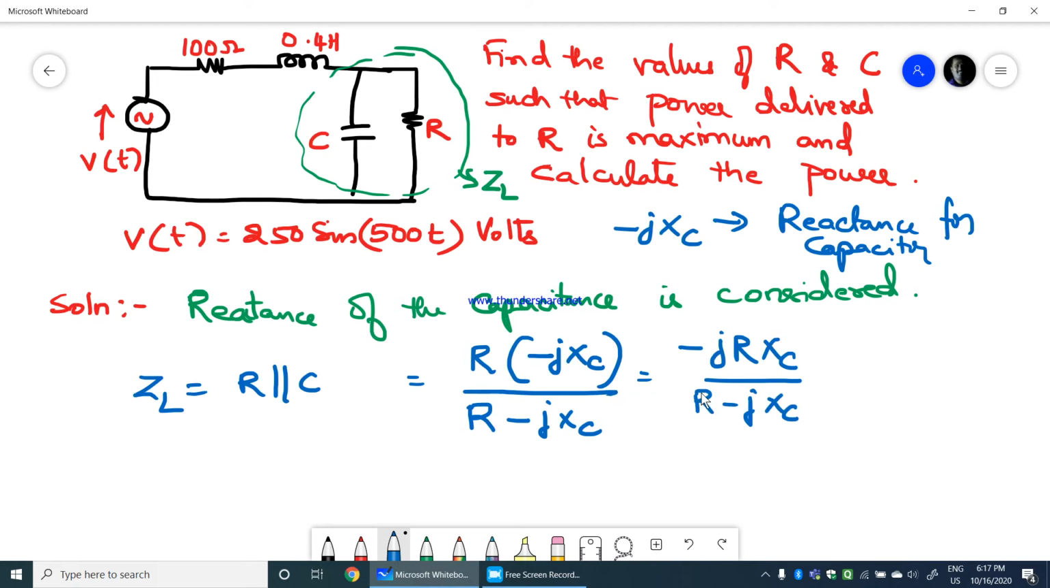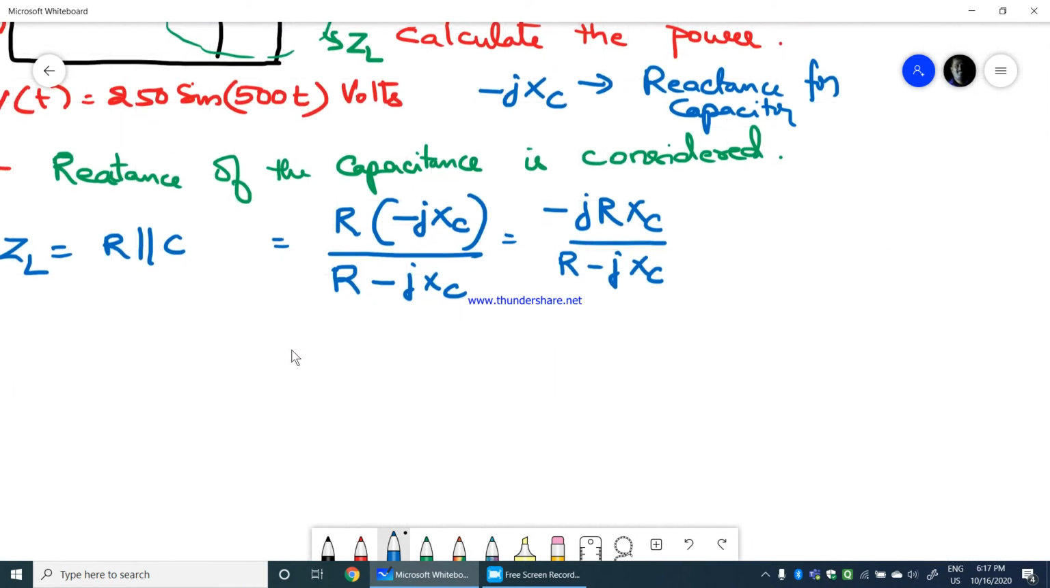Right. So now what we will do is try to do rationalization, because you can't convert into polar or rectangular since there is no number here. So I will do rationalization, you know how to do it. I will multiply this with R plus JXC divided by R plus JXC. You will always rationalize with the complex conjugate of the denominator.